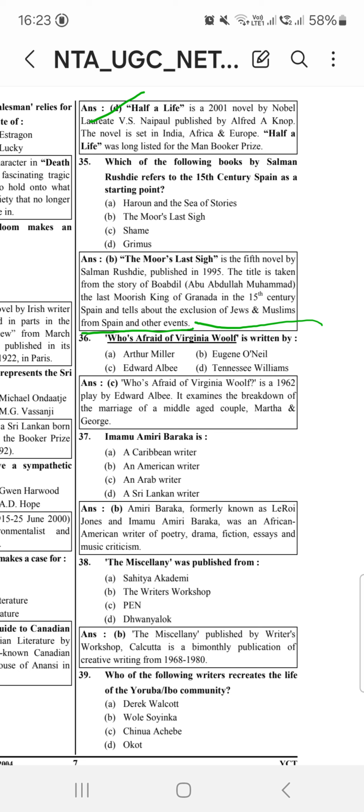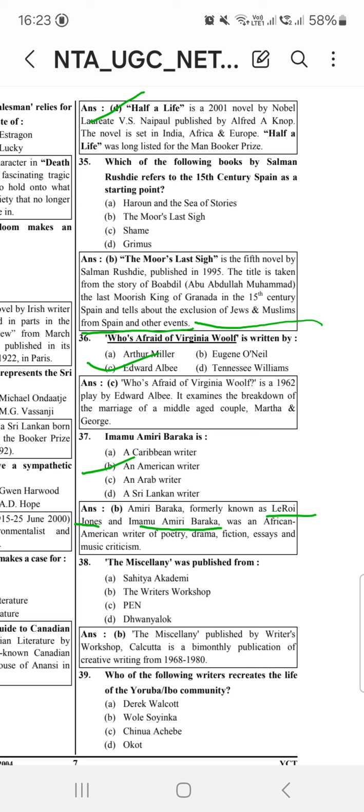Okay. Question 36. Who's Afraid of Virginia Woolf? is written by Edward Albee. Question 37. Imamu Amiri Baraka is an American writer. Imamu Amiri Baraka is the American writer known as LeRoi Jones.